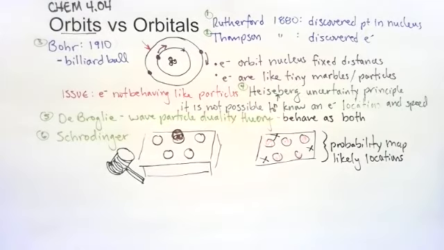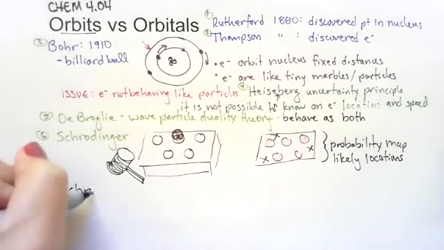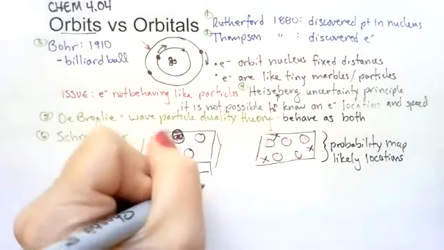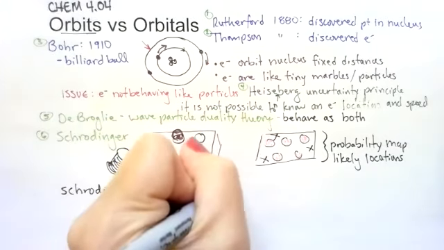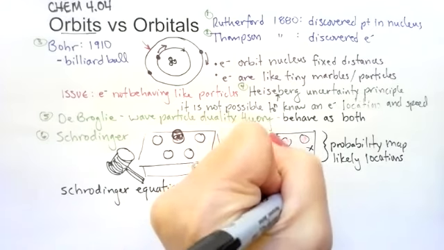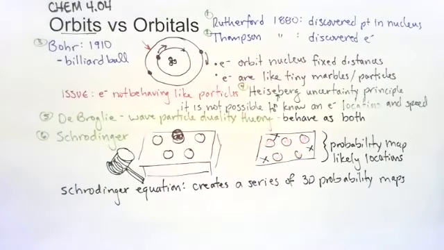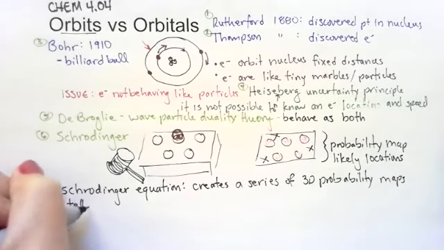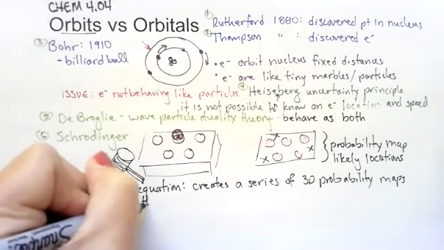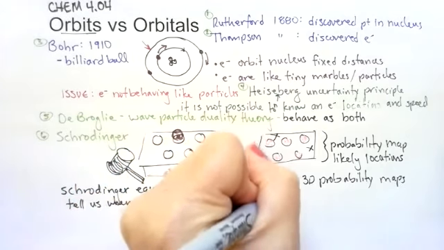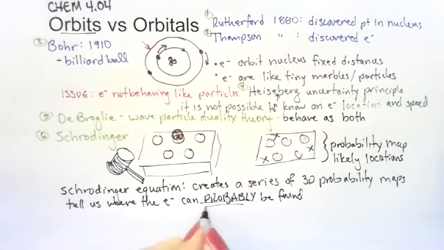Schrodinger did this mathematically with electrons, and he came up with an equation called the Schrodinger equation. And the Schrodinger equation creates a series of three-dimensional probability maps that tell us the likely location. They tell us where the electrons can probably be found. Probably. And that's the key word. Because if something's blinking in and out of particle state, we don't know where it's going to show up, but we can know where it's probably going to be.